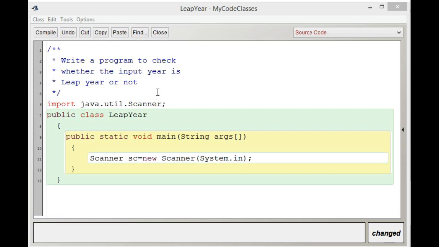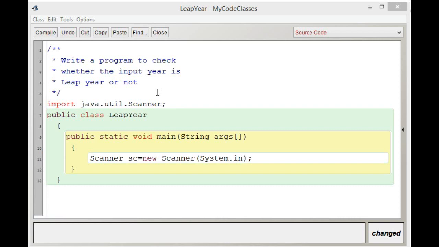So what is done? There are two basic rules. Rule number 1 is made for years which are non-century years. So for a non-century year, after every 4th year it is a leap year, and the next rule is for century years. So after every 4 centuries, a century year is a leap year.